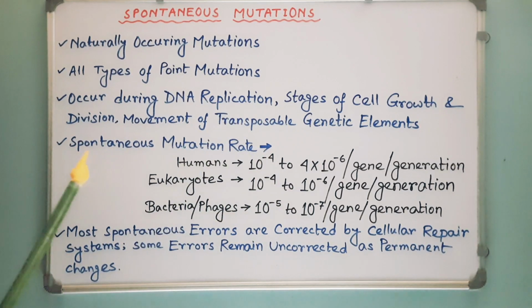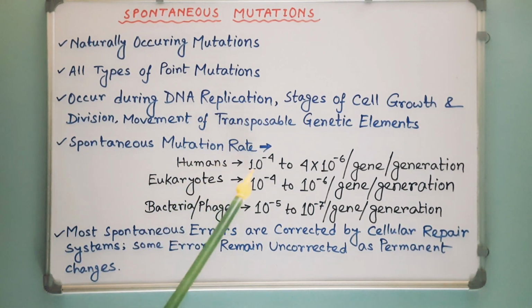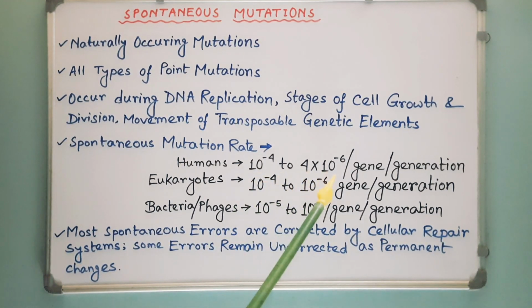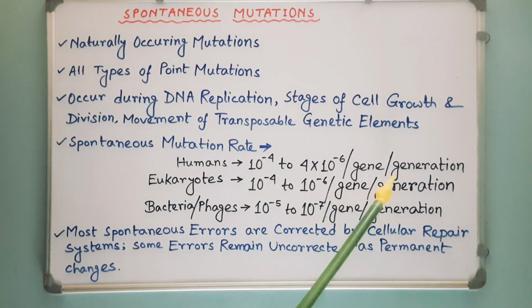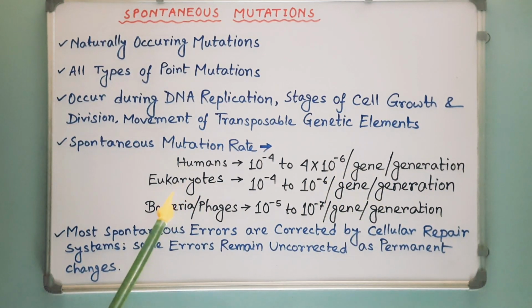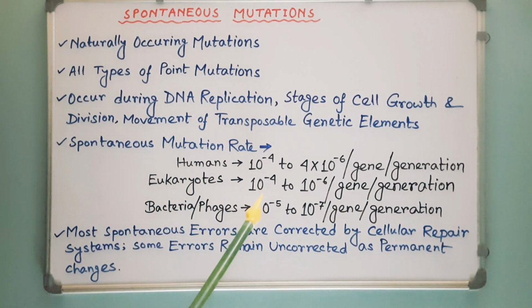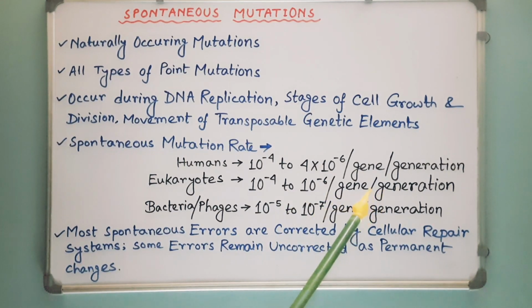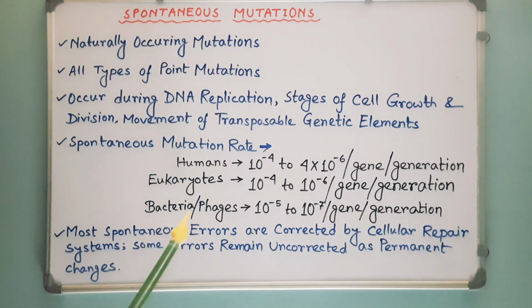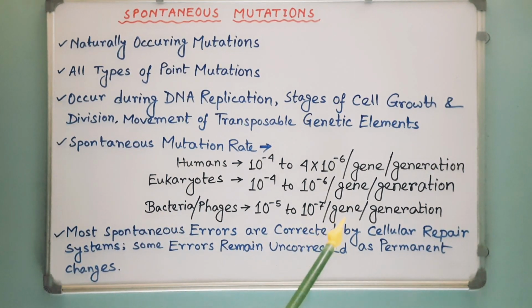In humans, the spontaneous mutation rate for individual genes varies between 10^-4 and 4 x 10^-6 per gene per generation. For eukaryotes in general, the spontaneous mutation rate is 10^-4 to 10^-6 per gene per generation. And for bacteria and phages, the rate is 10^-5 to 10^-7 per gene per generation.